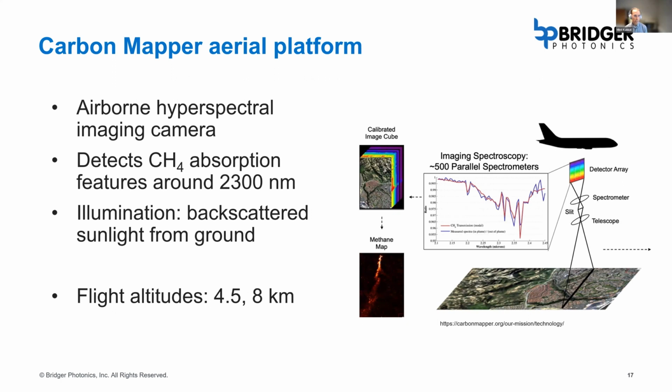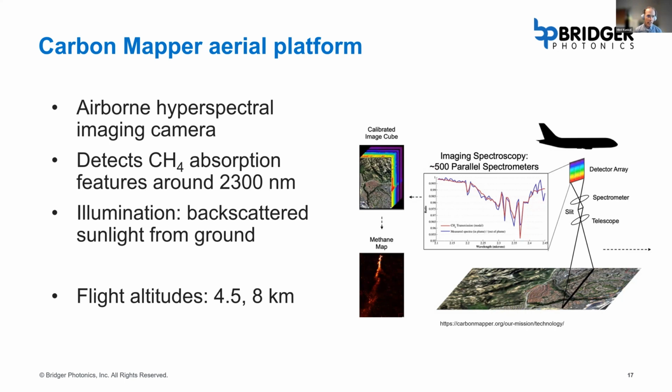Carbon Mapper's platform is an airborne hyperspectral imaging camera. Everyone is familiar with a regular camera that records images as a function of two position coordinates, X and Y. This type of hyperspectral imaging camera is a push broom, which means that it records images in X and wavelength. That is then translated over the flight path of the plane in order to yield, after that whole scan, a 3D image where you have two position variables, X and Y, and also wavelength.